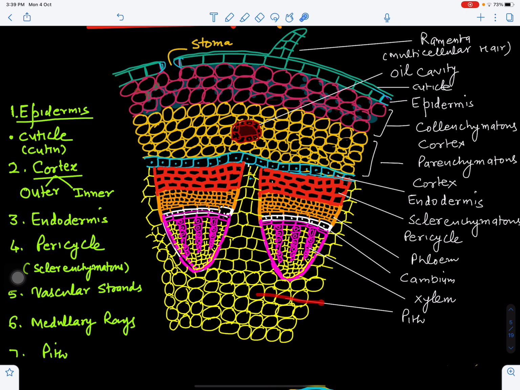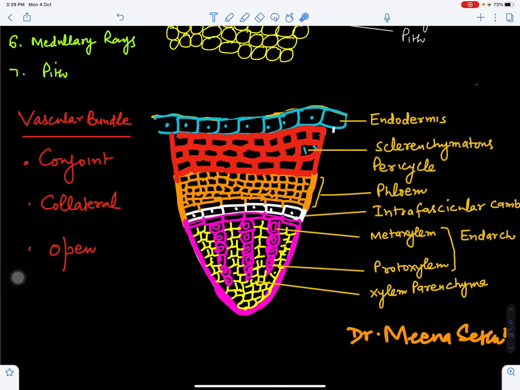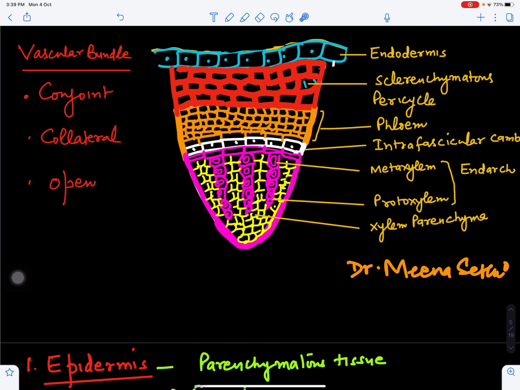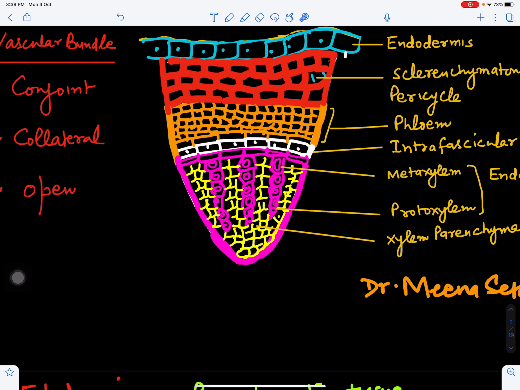Now this part is called as pith, which is present in the center. So this is about cellular detail of the transverse section of stem of sunflower. And if we see the vascular bundle in detail, we can see here. Now this is the endodermis, which is separating the vascular zone.